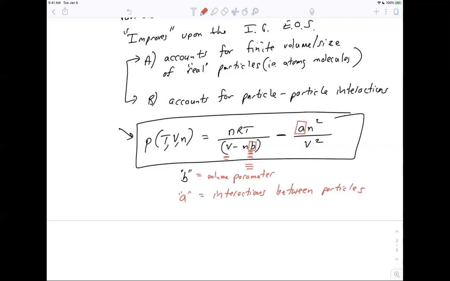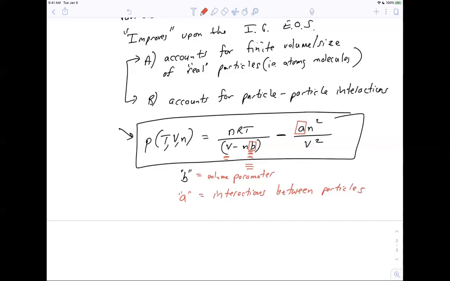And why is that? Because if you have particles that are interacting now, as opposed to the case of an ideal gas where particles don't interact, when a particle hits the wall, it's not as forceful as it would be if it were not being attracted by other particles that are not near the wall, or further away from the wall. So if this is your wall, right?